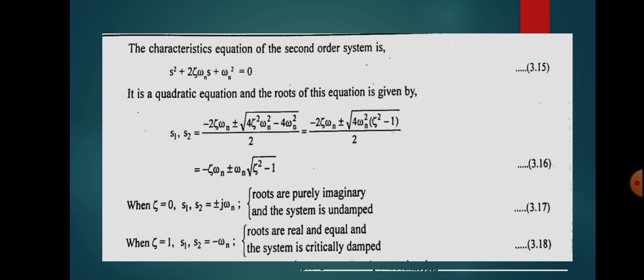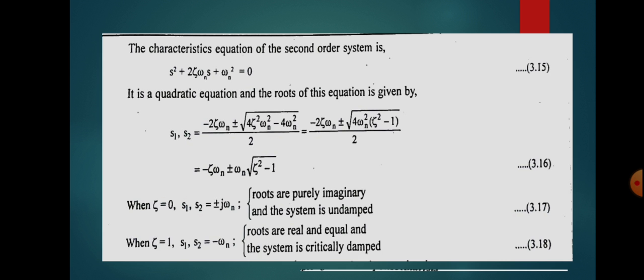So we get the roots of this quadratic equation as s1, s2 equal to minus 2 delta omega n plus or minus square root of 4 delta square omega n square minus 4 omega n square, whole divided by 2. That equals minus 2 delta omega n plus or minus square root of 4 omega n square, which can be taken outside, into delta square minus 1. We can cancel the term 2 from the numerator and the denominator, so we get minus delta omega n plus or minus omega n into square root of delta square minus 1.